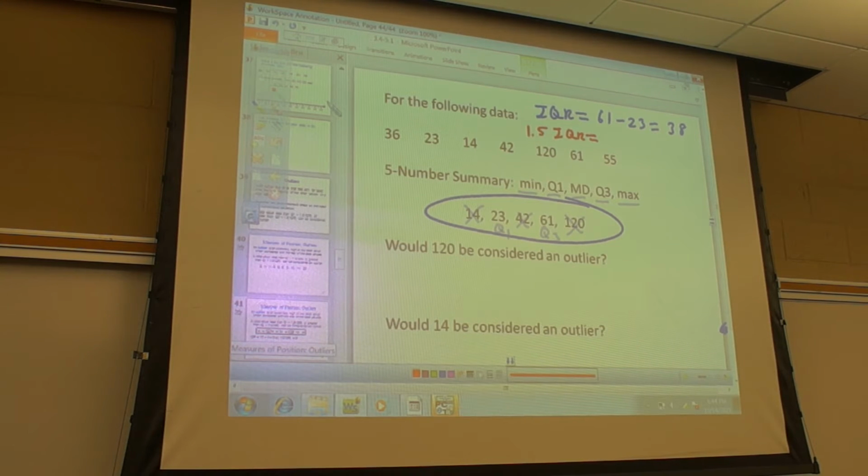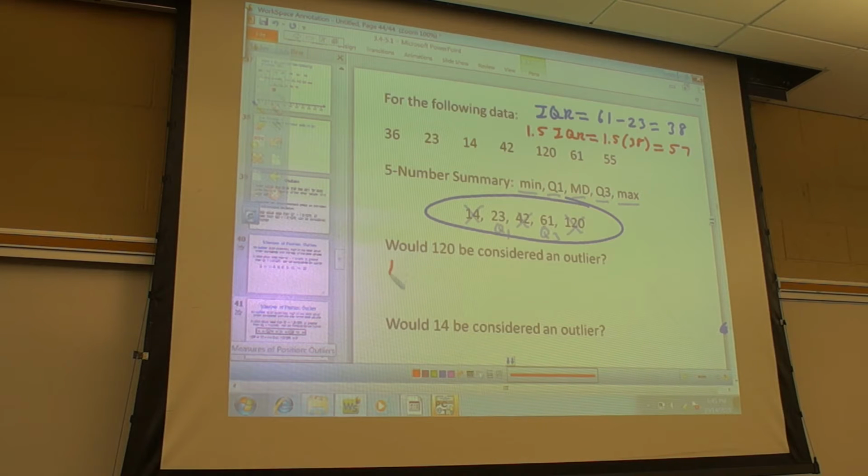Okay. So I want 1.5 of 38, which is 7. Okay? So that's my first part. Now I need to do what with those? You subtract it from Q1. And you add it to Q3. So everybody find that.